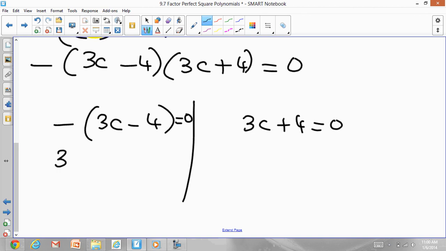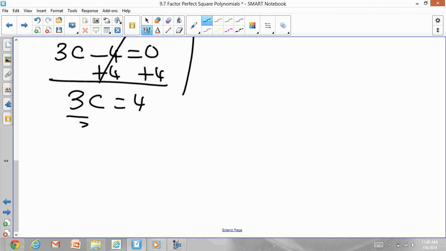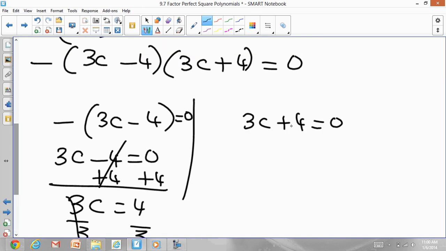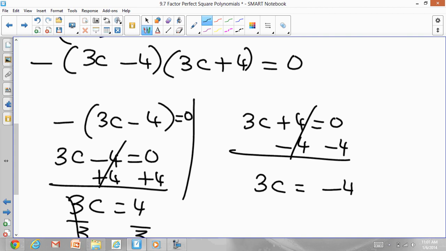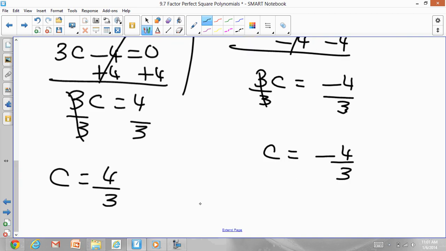So this one becomes 3c minus 4 equals 0, plus 4 on both sides. 3c equals 4. So divide by 3, and you're going to get 4 over 3. Now let's go to the right side. Minus 4, this will be a two-step equation. Cancel. 3c equals minus 4. Divide by 3 on both sides. Cancel. You get c equals minus 4 over 3. So for the final answer, solving the equation, your c can either be a positive 4 over 3 or a negative 4 over 3. And this will be the answer.